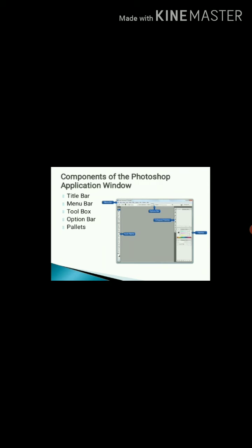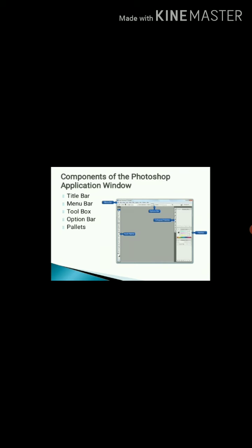Second is menu bar. Menu bar contains all main functions of Photoshop, or it contains the list of menus like file, edit, view, image, layer, type, select, filter, 3D, window and help. And each menu has different commands or options.